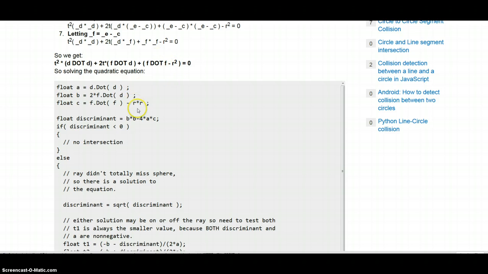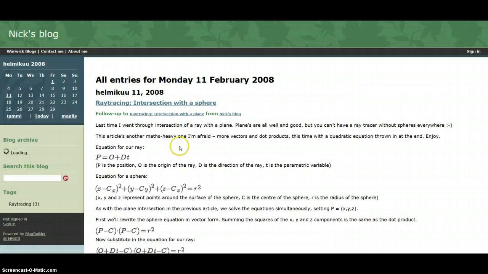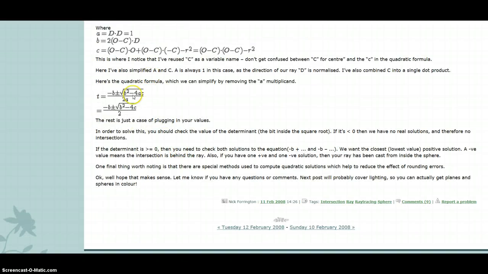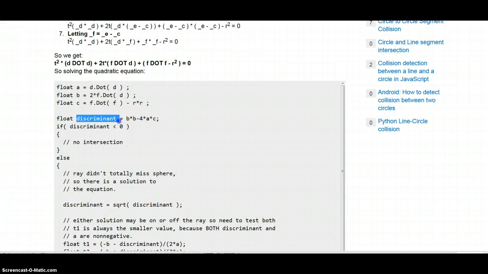And also there is this discriminant, which I forgot to mention earlier. If I show it from this formula, it's this part: B squared minus 4 times A times C. So this is the discriminant, and it is formed here.